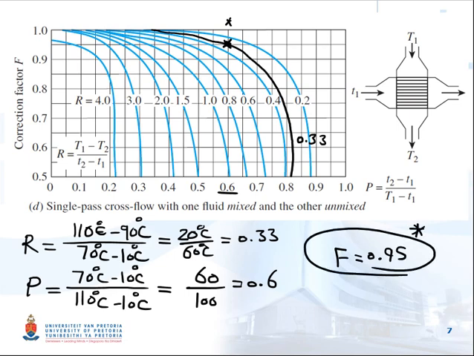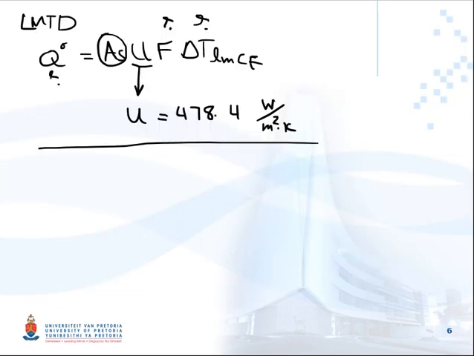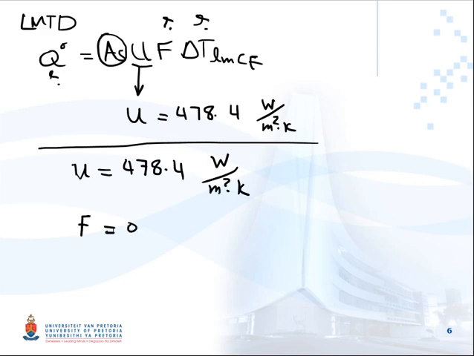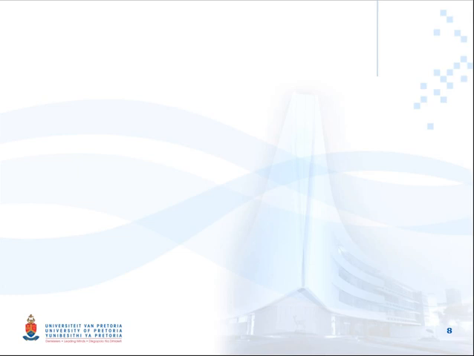Okay, now we sorted out one of those values. Now we have here, so I'm just going to write it, 478.4. We also have F, which is 0.95. Now we need to calculate delta TLM, but for counterflow. We said that it's very easy.